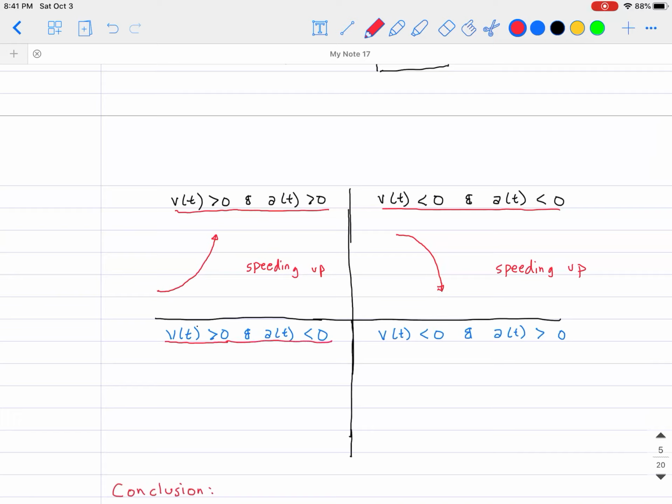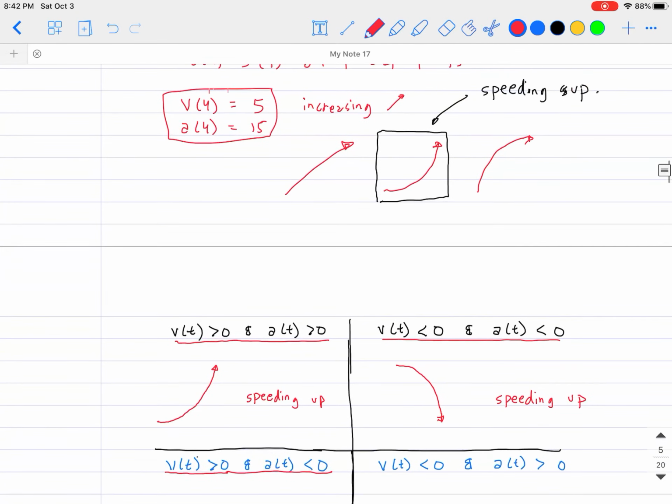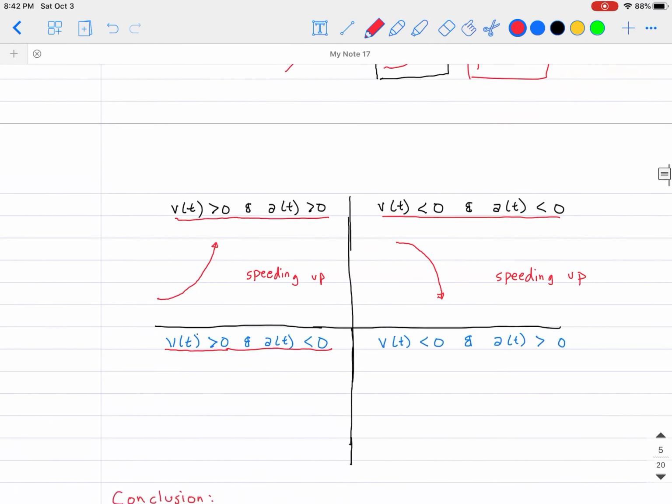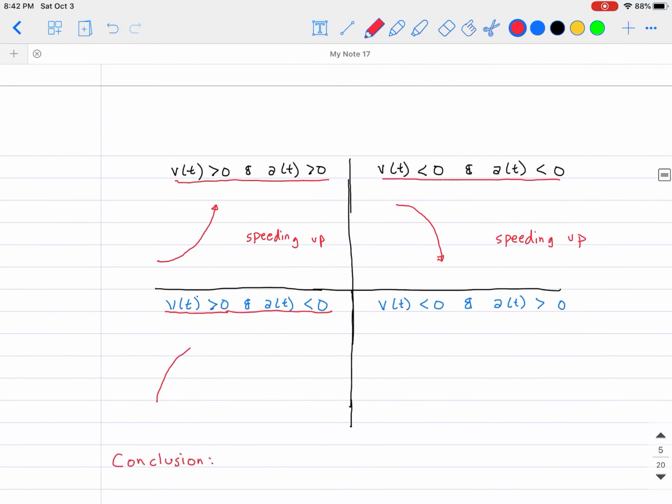Now, let's look at the other 2 cases. What if your velocity is speeding up, but your acceleration is slowing down? That graph is probably going to look something like the first one, increasing, but with a different concavity, much like this guy over here. If I were to draw it out, I notice that my velocity, my instantaneous rate of change, is still positive because it's increasing, but a of t, which is the rate at which the slope is increasing, is slowing down.